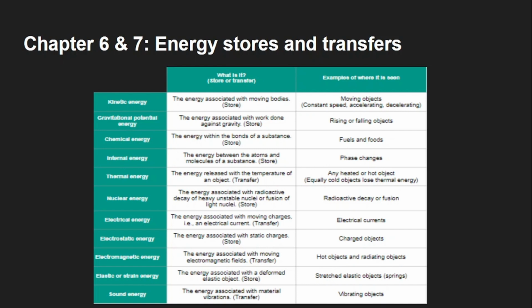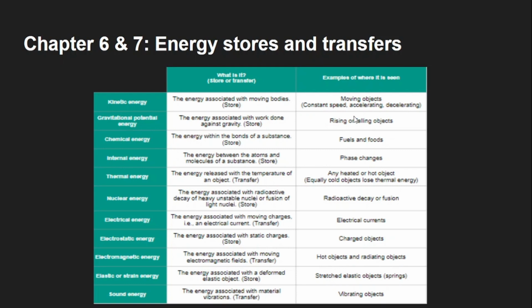And then we have gravitational potential energy. This is the energy associated with work done against gravity. So if you were to lift an object up, you are giving it gravitational potential energy. And then when an object is dropped or falls from a certain height above the surface of the Earth, then it has its gravitational potential energy released. So you could see this particular type of energy in rising or falling objects. Again, it's important to keep in mind that the object gains gravitational potential energy when it's rising, and it releases gravitational potential energy when it's falling.